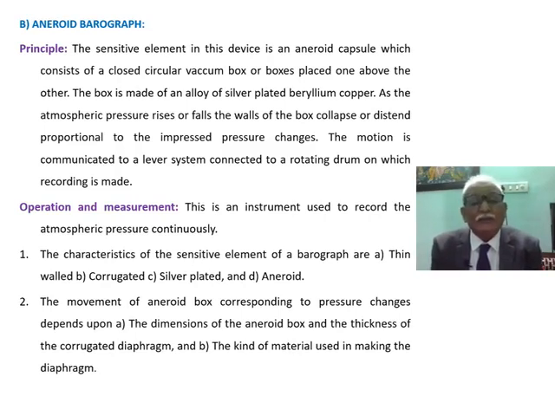As atmospheric pressure rises or falls, the walls of the box collapse or distend, proportional to the pressure changes. Depending upon the changing of the pressure, the cells either expand or contract. The motion is communicated to the lever system connected to a rotating drum on which a recording is made, with a pen like this. The rotating drum is there, and the changes are connected to the magnifying system.